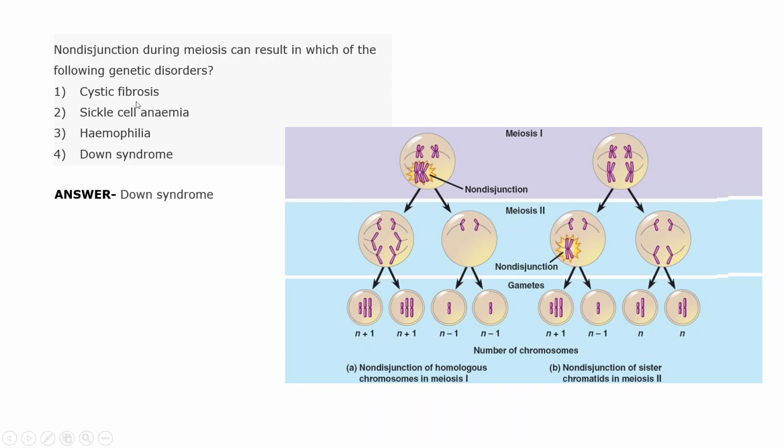Others are basically because of other factors like autosomal dominant disorders and autosomal recessive disorders, right? Hemophilia is a sex-linked recessive disorder, right? The other two are autosomal recessive disorders. So that's basically another type of disorder, not because of non-disjunction of chromosomes. Because of non-disjunction of chromosomes in meiosis, Down syndrome is the disease that is caused. So does anyone have any doubt regarding this?